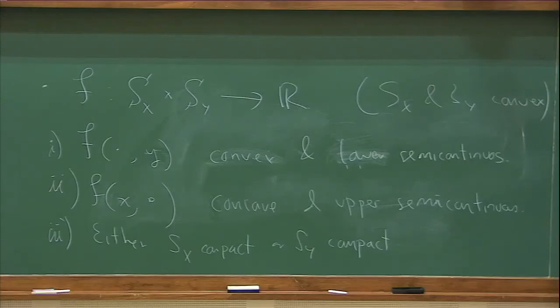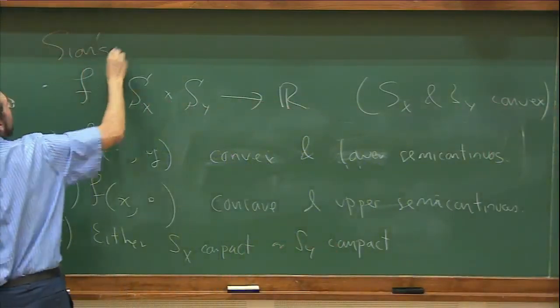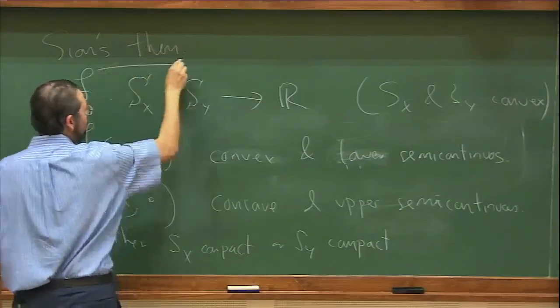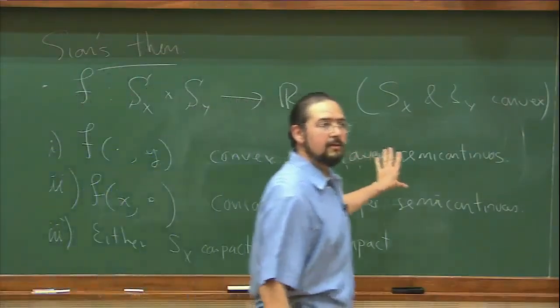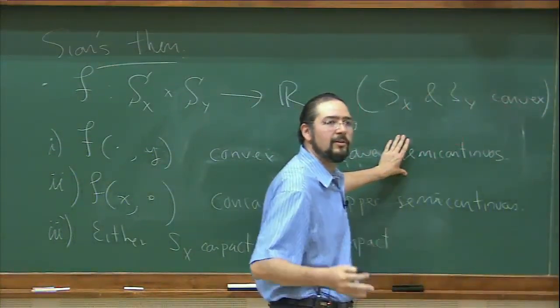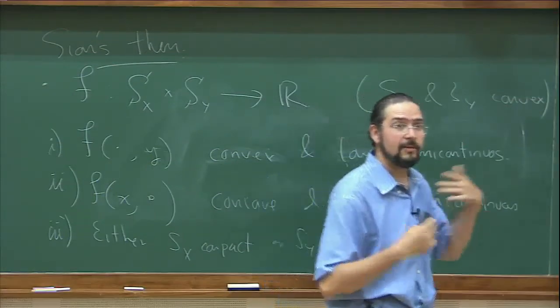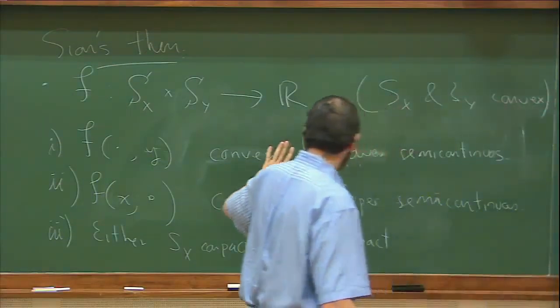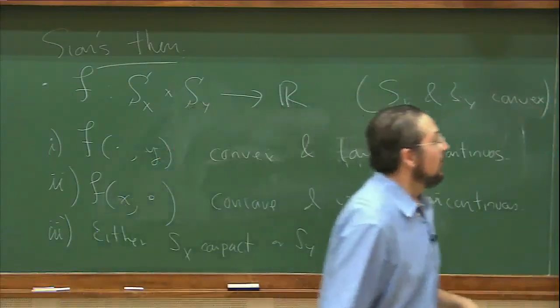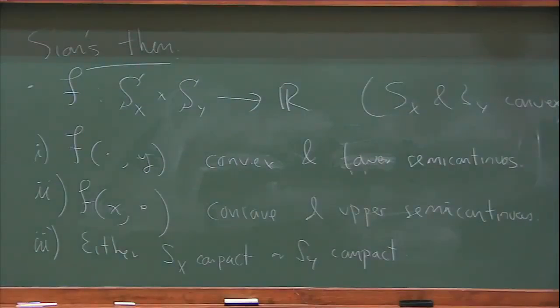But if you use it in this form and you have your X and Y compact, the cool thing about this result, this Sion's theorem, is that you pick the topology. This requires a notion of continuity, and whenever you have continuity, you need to select a topology. It's up to you. Just pick any topology, be creative, to make sure that this theorem applies.